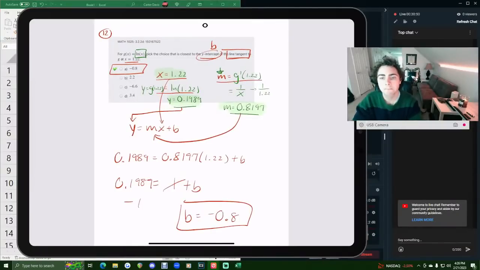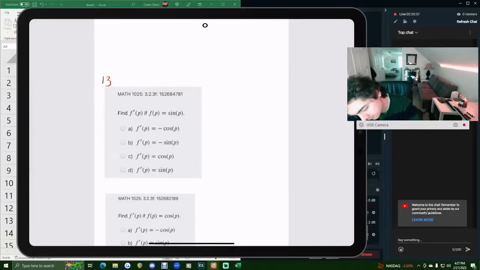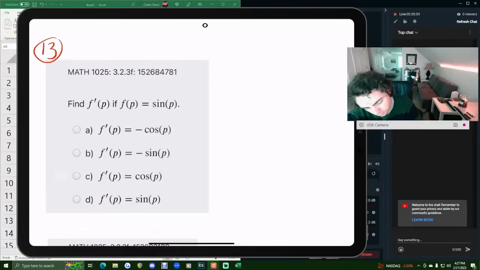Here's a good look at that. All right, let's keep going. Number 13. A lot of little derivatives here. Not a lot, but we get into the sine and cosine derivatives now.